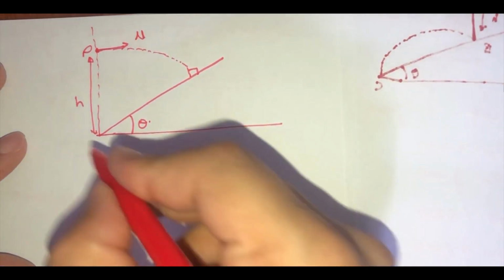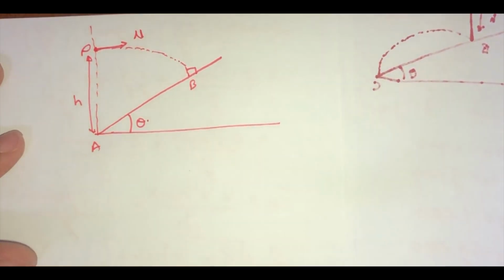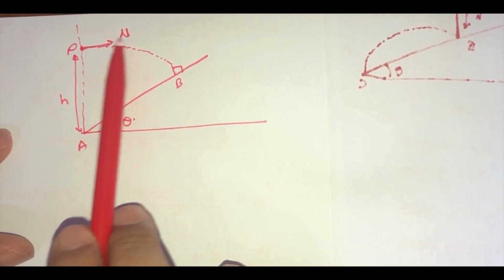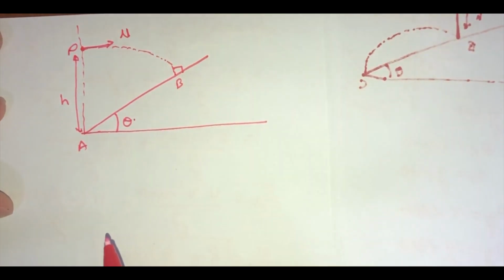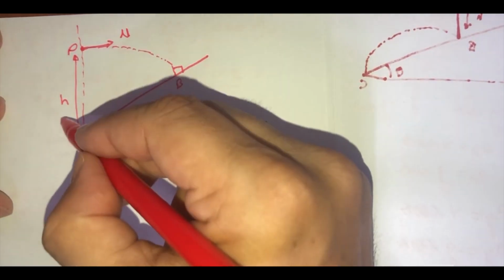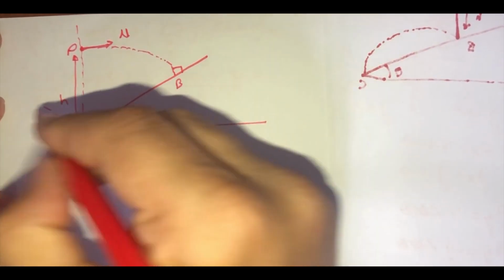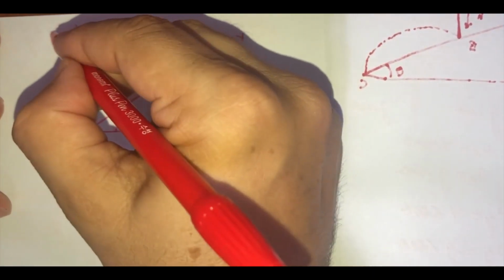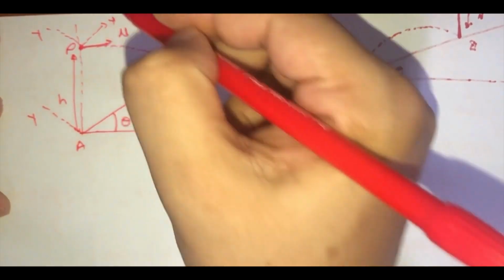So let us suppose this is A and this is B. So B is the point where this horizontal particle, when projected with the horizontal velocity u, is going to strike perpendicularly. So in this case, first of all, let us make the coordinate of that. So we can say that this will be y coordinate and this will be x. Similarly, at P point, y, and this will be x.